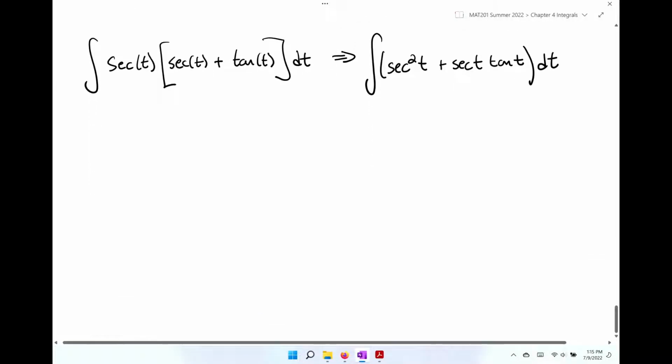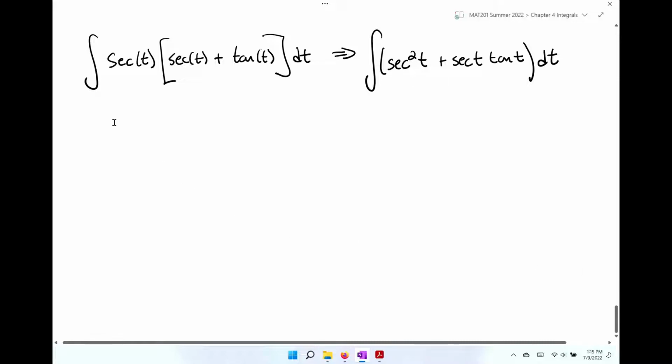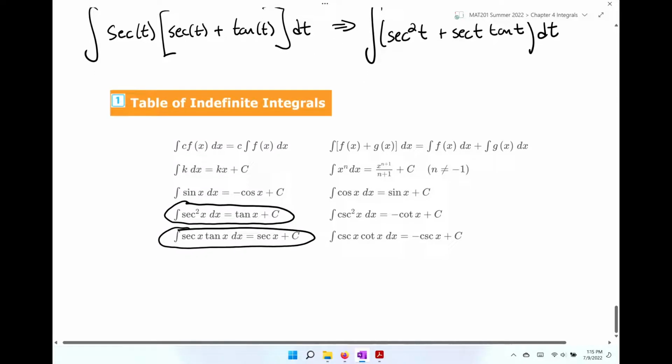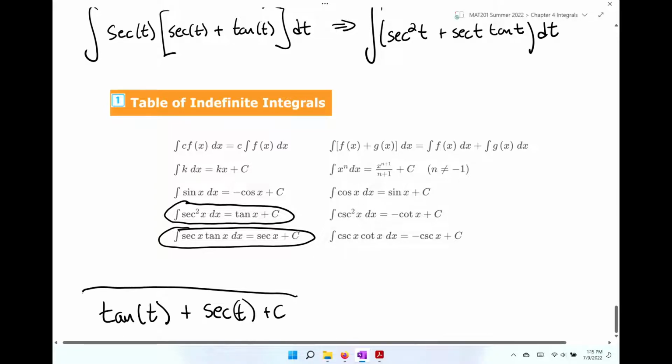And once again, if I could just pull out our little table right here, notice right here is the integral for secant squared. Right here is the integral for secant x tangent x. So we have what we need. So bottom left hand corner of your screen, I'm just going to write the integral of secant squared t is going to be tangent t plus, and then secant t tangent t is going to be secant t plus a constant.